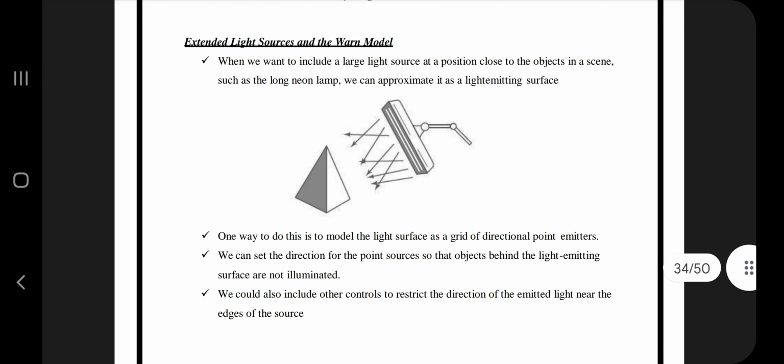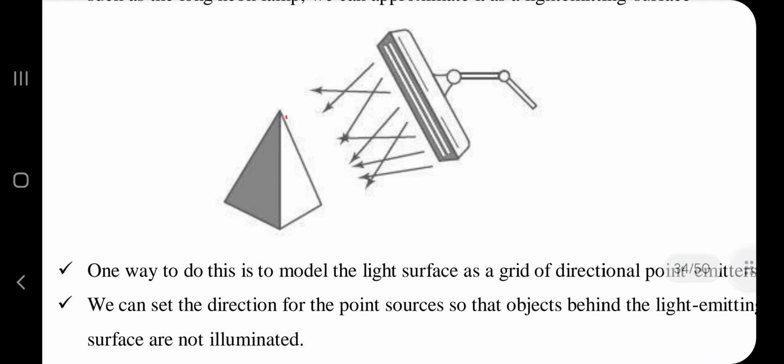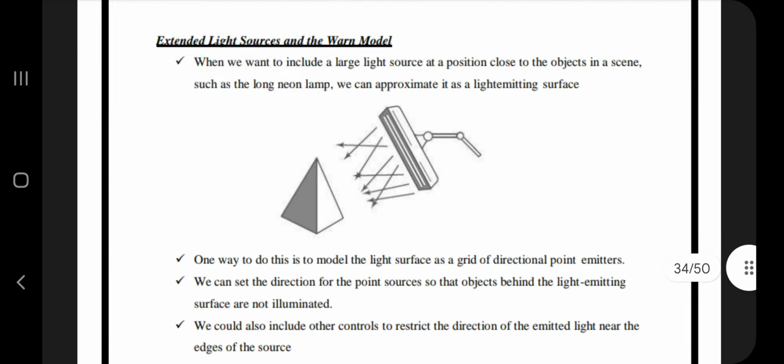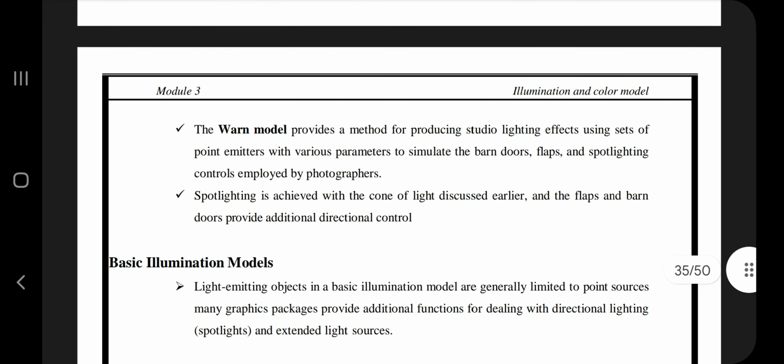The last one is the extended light source, or the Warn model. Here we will have an extended light source for all the places where it is to be lighted. So one of the techniques which can be used is that wherever the light source is defined, it will be brightened up, and the remaining places where the extended light source is not defined, it will be darkened. And it can produce studio effects, as mentioned here. The model can be used for producing studio light effects using a set of point emitters and various parameters.